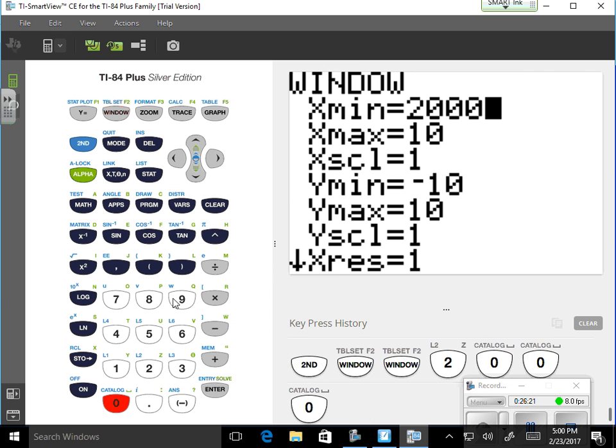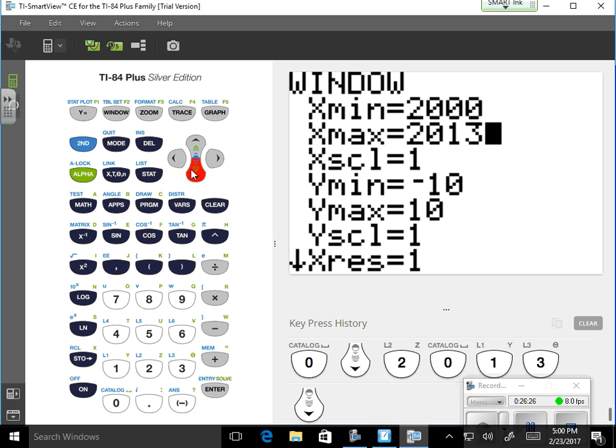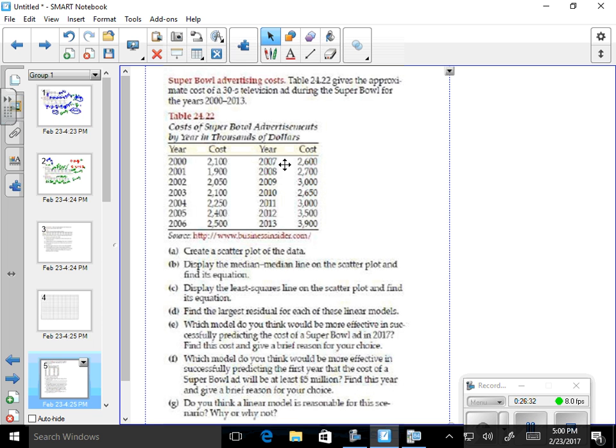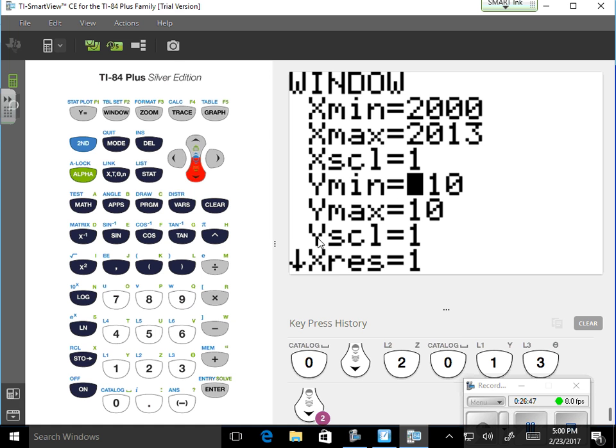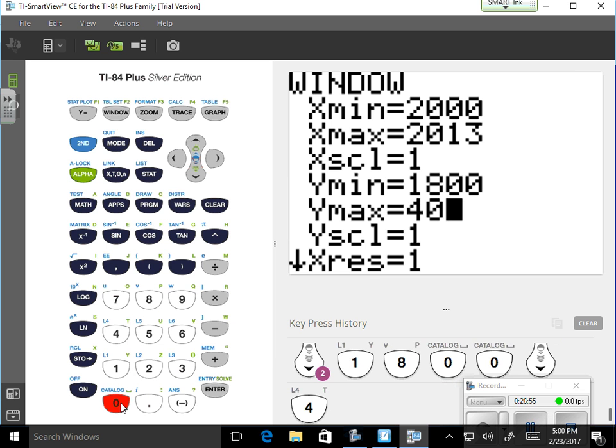2000, 2013. Y values, the smallest one I have is 1900. The biggest one I have is 3900. So let's go from 1800 to 4000. 1800 as my smallest amount of money. 4000 is just bigger than the biggest amount of money.